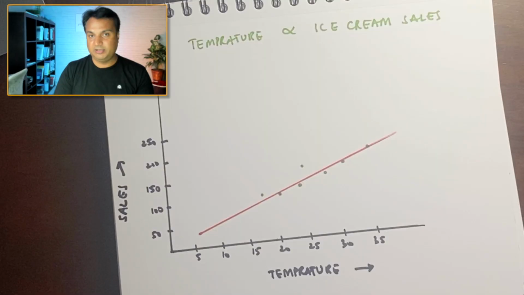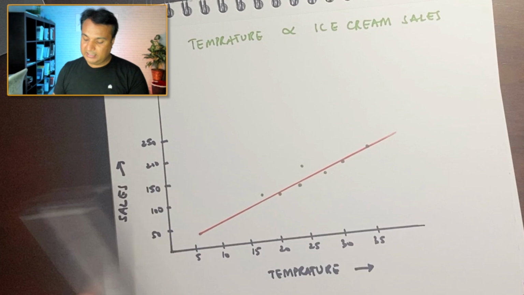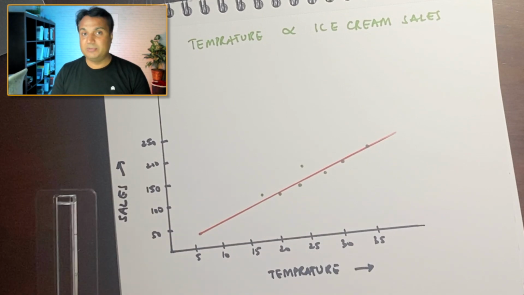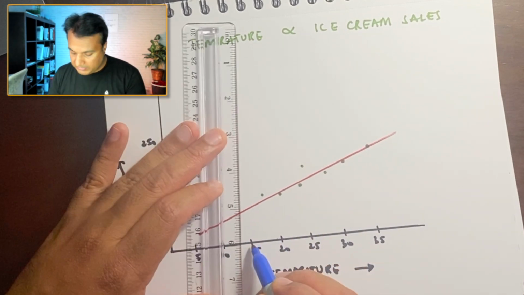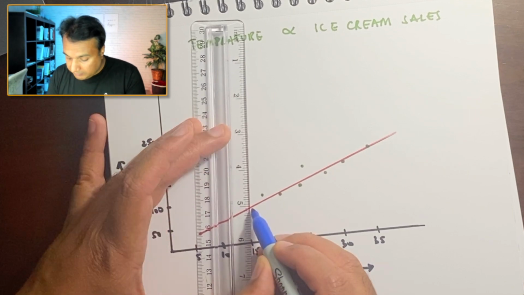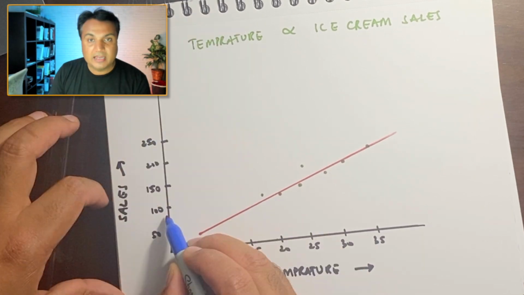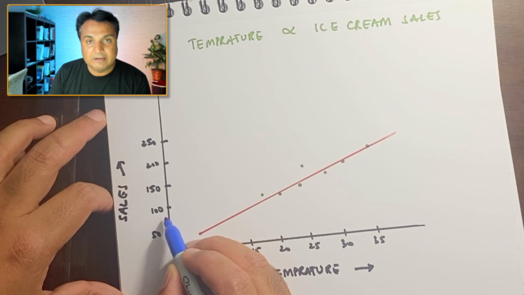The beauty of this trend line is that by using it, he can now estimate how much ice cream he will sell on a particular day for a given temperature. Let's say that for the next day the temperature forecast is 15. Look at 15, see where it intersects the trend line, then see the corresponding value for the ice cream sales.